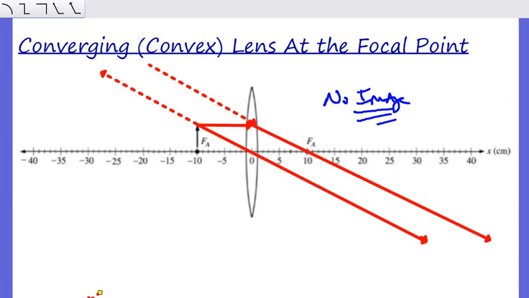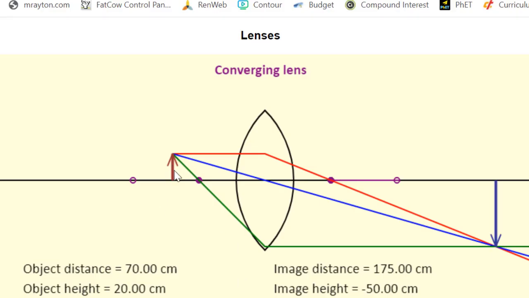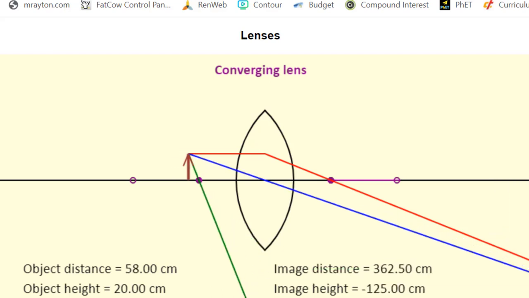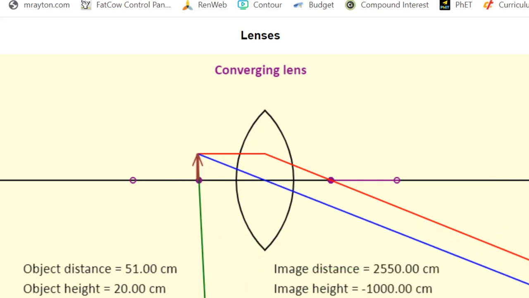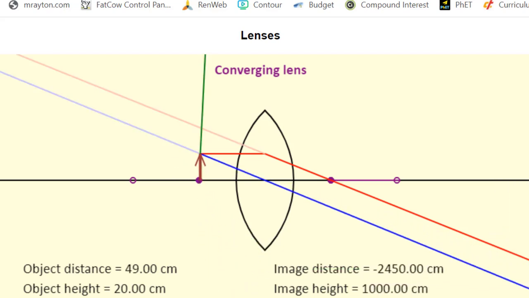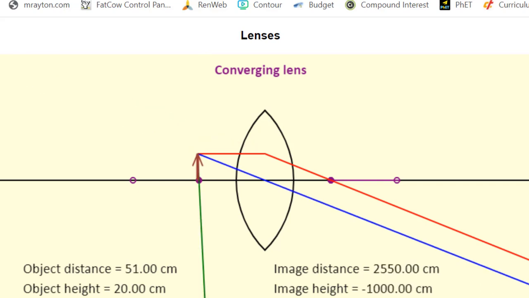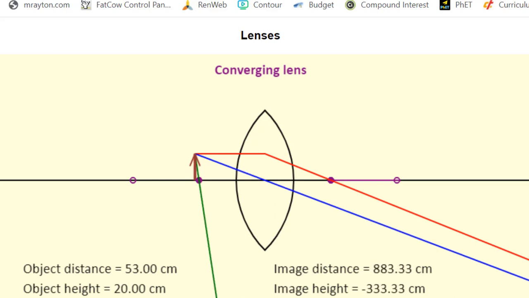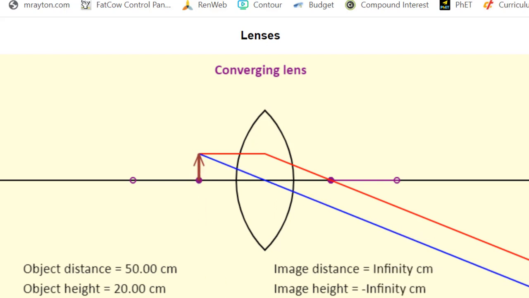And so it will be exactly blurry. And you can see if I move this exactly right at the focal point, there is going to be no image. Why is there no image? Because all the light rays are running infinitely. They're running parallel with each other. So that is my converging lens.